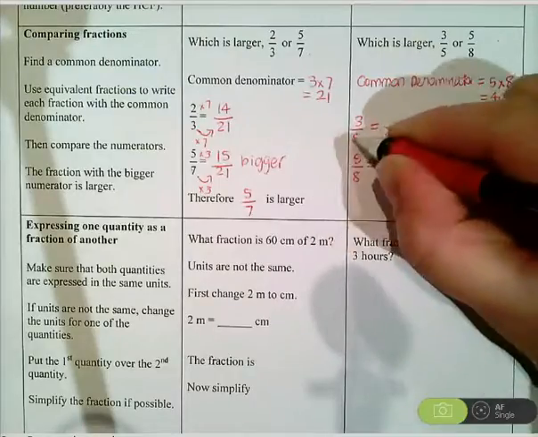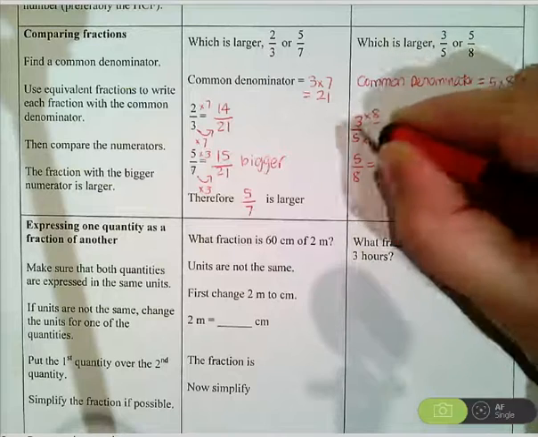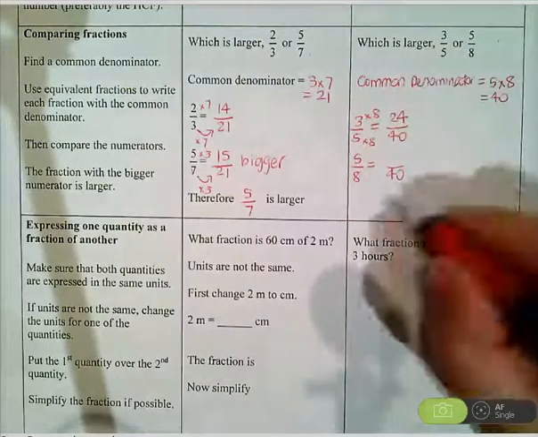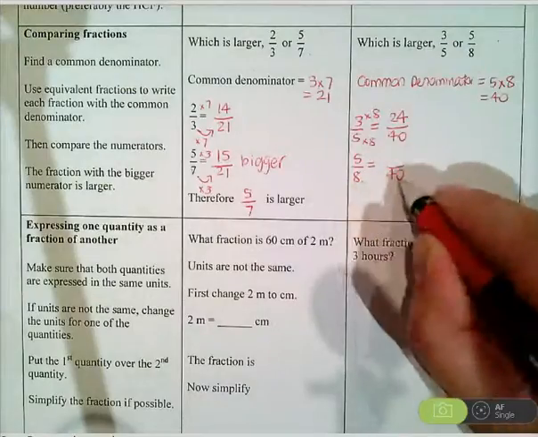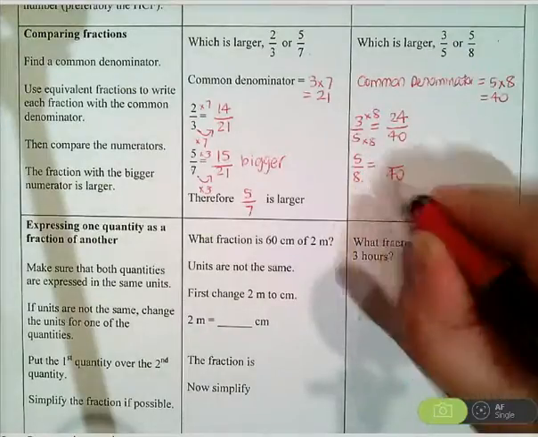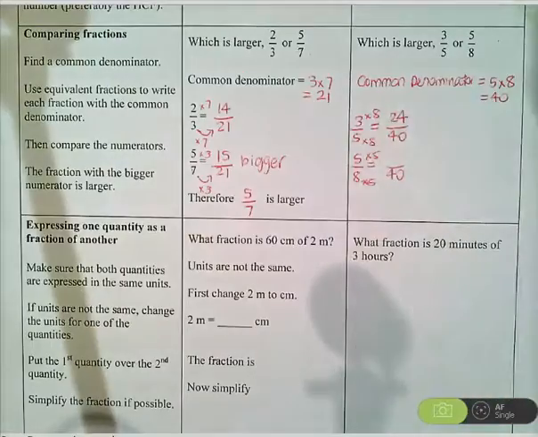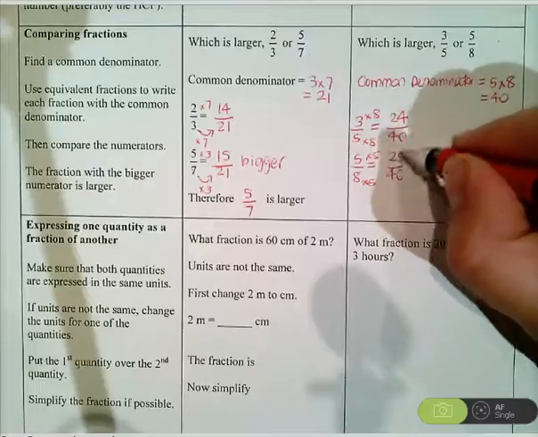So we say, how do we go from 5 to 40? Well, we times it by 8. So I must multiply 3 by 8. And 3 times 8 is 24. Then I look at my second fraction, 5 over 8. And how do I change the 8 into 40? I times it by 5. So I also times the numerator by 5. And I get that 5 times 5 is 25.